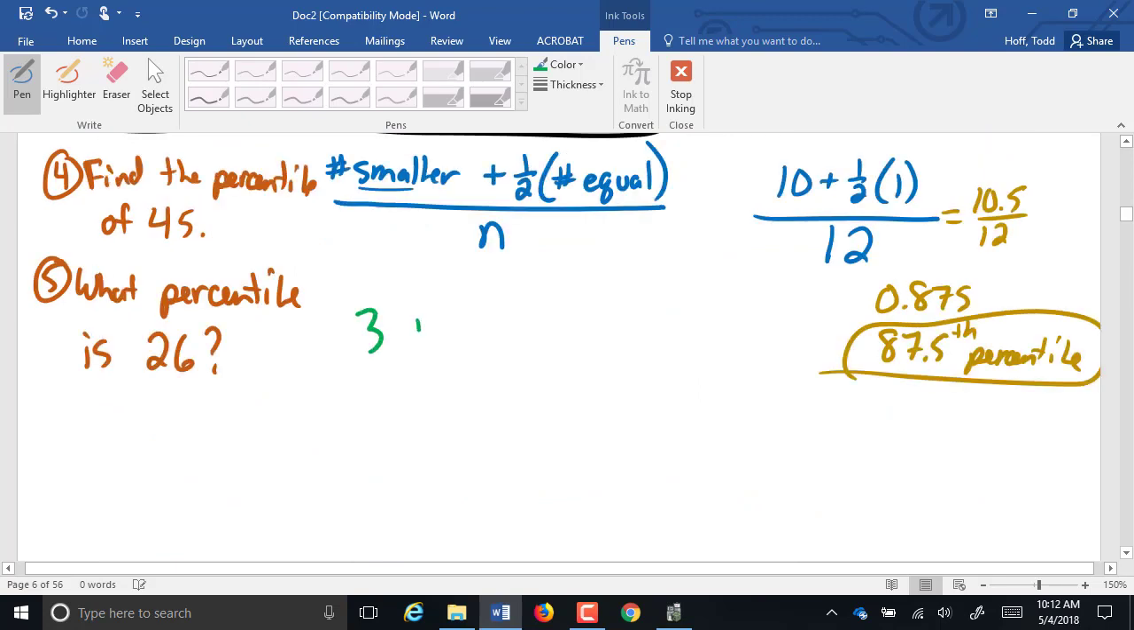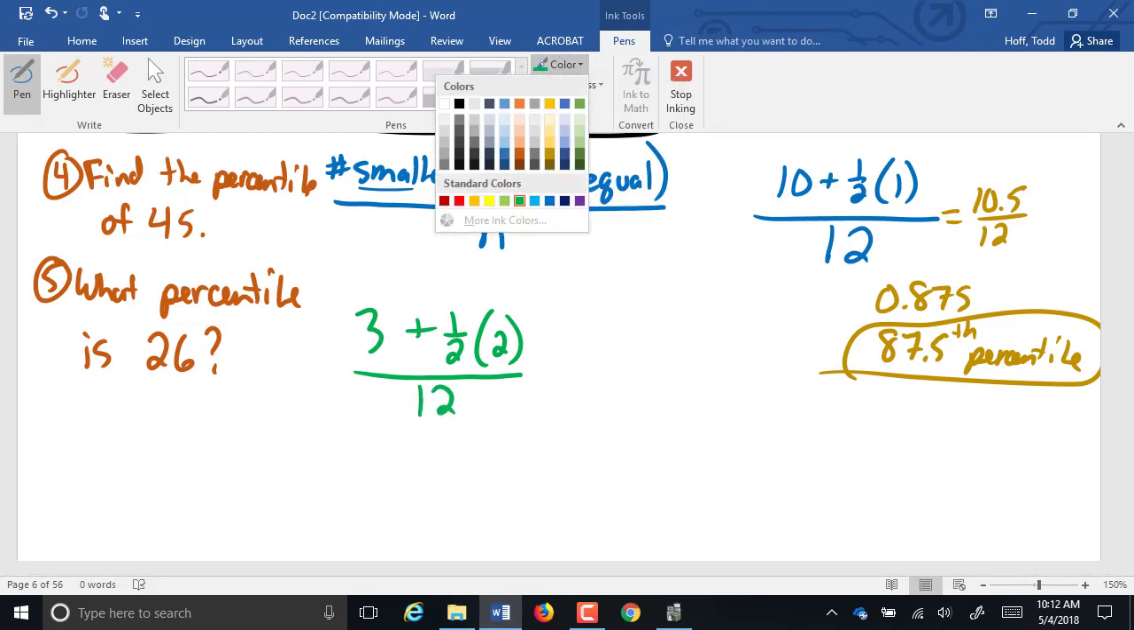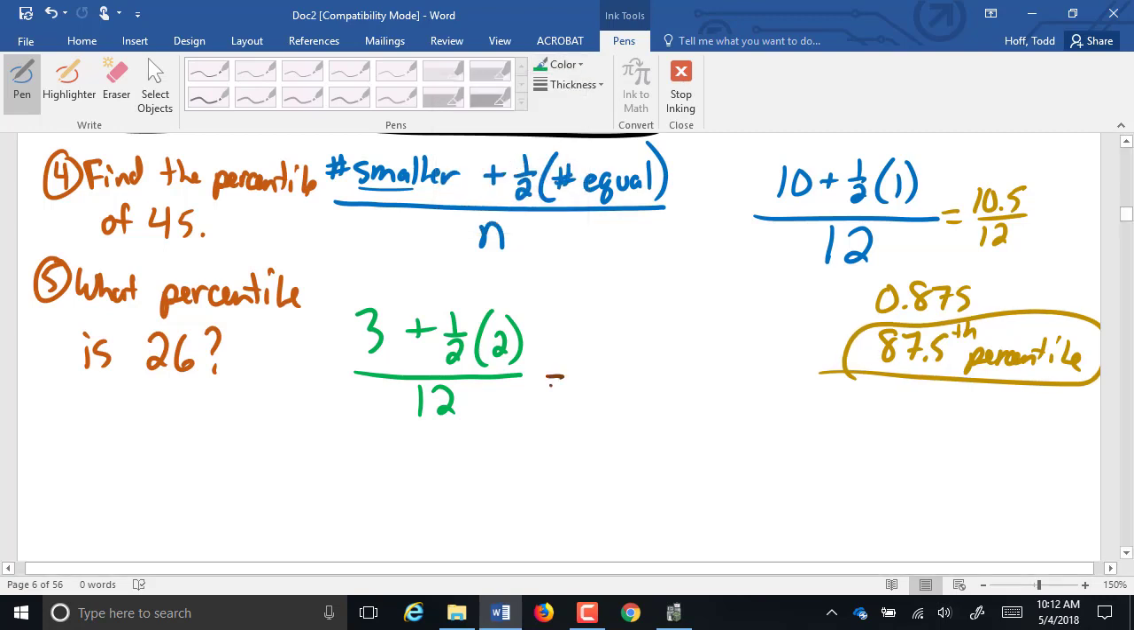So there are 3 that are smaller, plus 1/2 times the 2 that are equal, divided by 12. So 3 plus 1/2 times 2 is 4. 4 divided by 12 is 0.333. So that's the 33.3rd percentile.